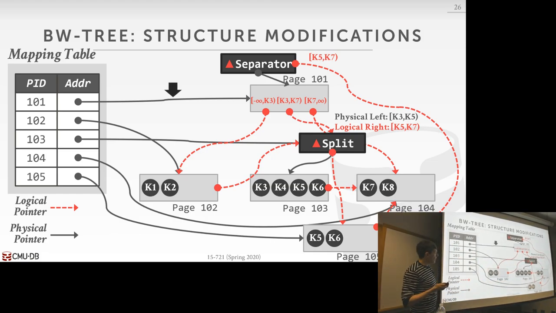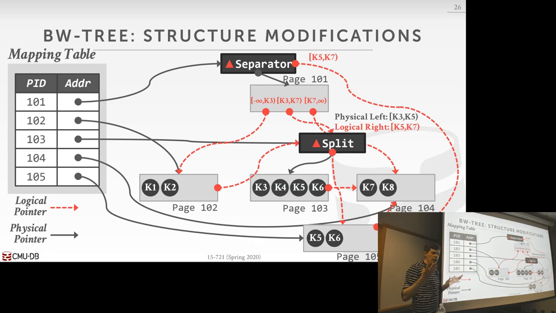Same thing, compare and swap on this. Now that gets installed, and anybody else who comes along would see this. So again, you don't need the separator for correctness. It's just for efficiency reasons. And then when I do consolidation, I'll obviously compact it and update this correctly. Any questions?